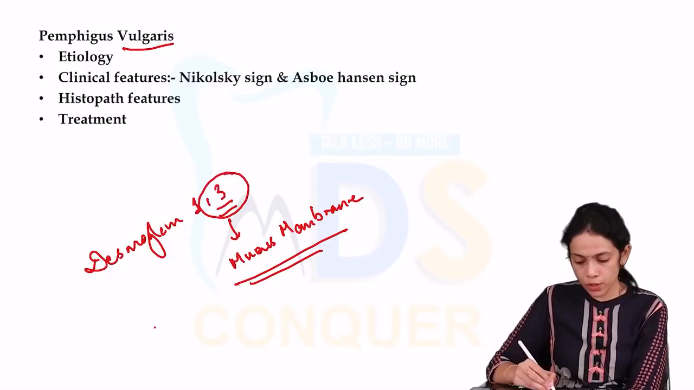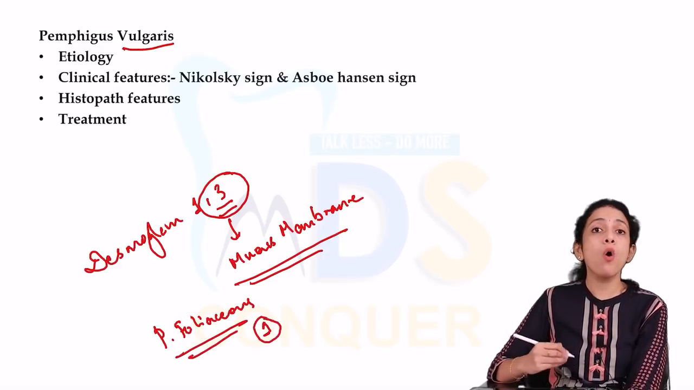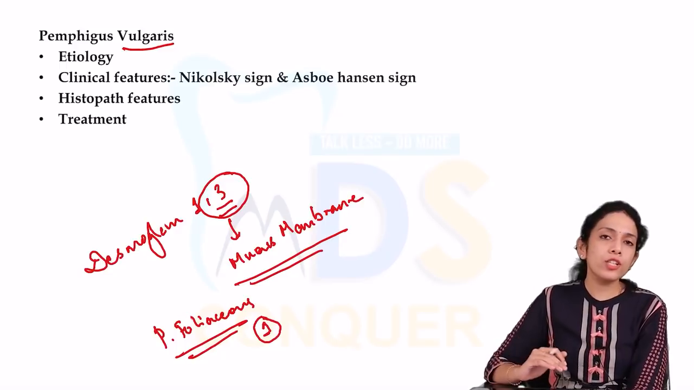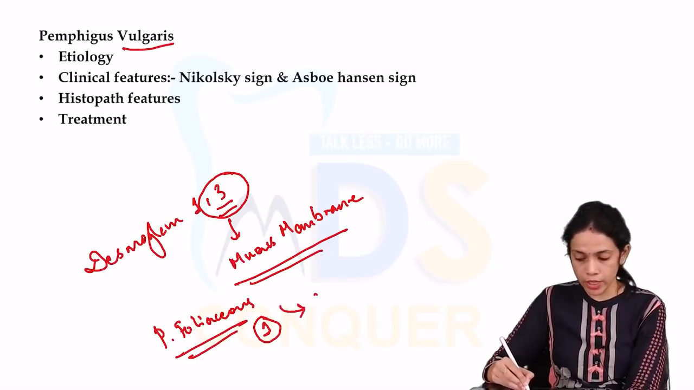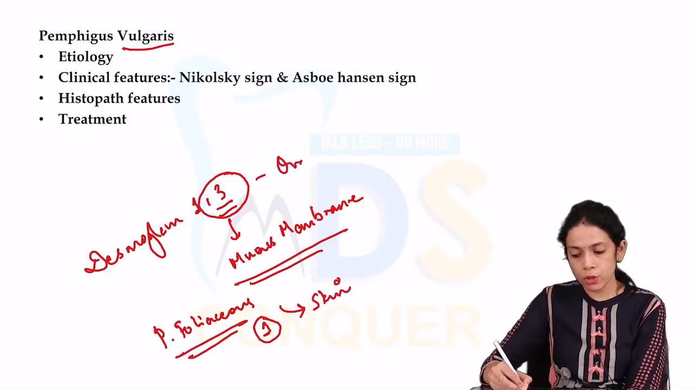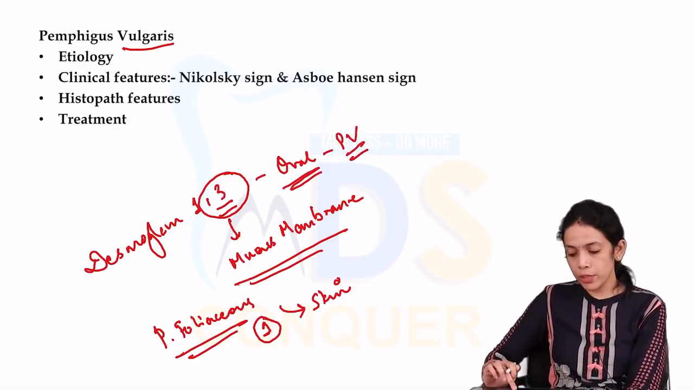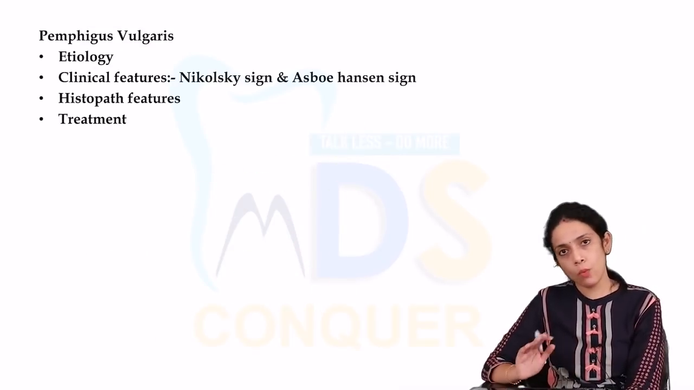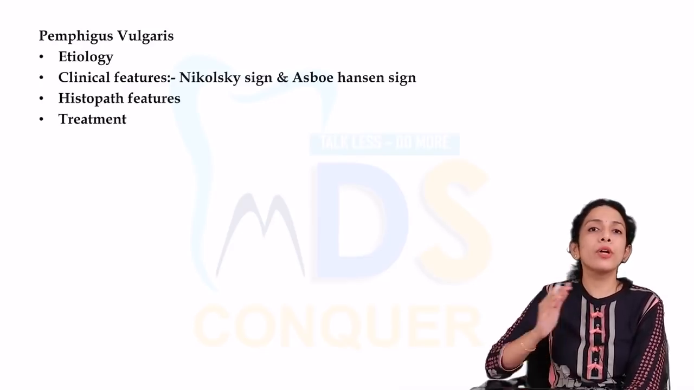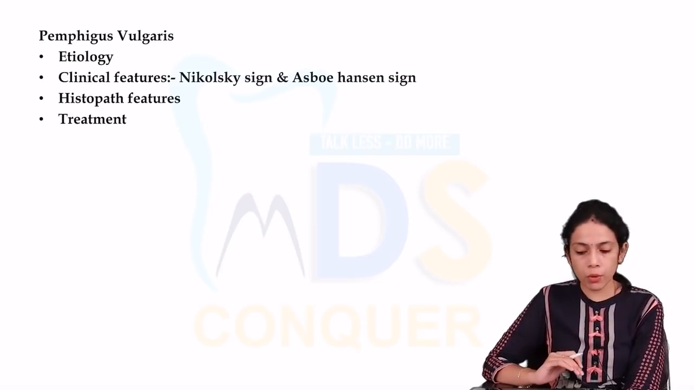Whereas in pemphigus foliaceus, which is another type, most of the autoantibodies are against desmoglein 1. That's the reason skin lesions appear to be more prominent, or appear first, in pemphigus foliaceus, whereas oral lesions appear first in pemphigus vulgaris, because the autoantibodies are predominantly against desmoglein 3, which is abundant in the mucous membrane. So that is an important point to be noted.